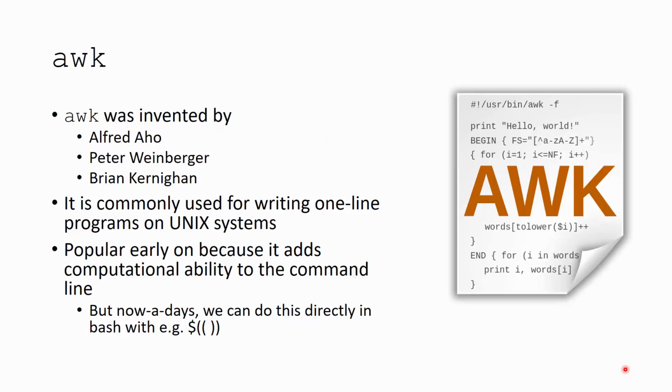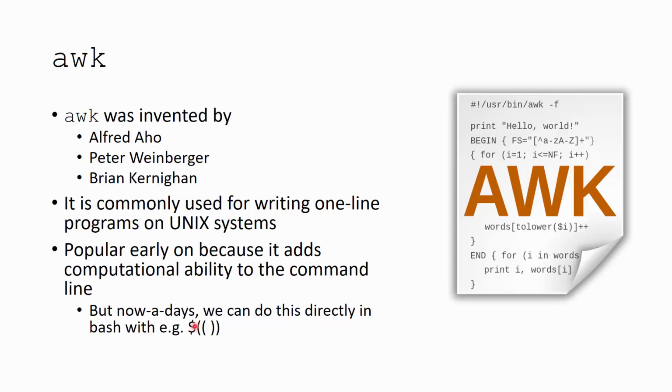Awk was originally invented by these three gentlemen, Alfred Aho, Peter Weinberger, and Brian Kernighan, the same one that helped write the C programming language. And it is commonly used for writing one-line programs that need to be integrated into other systems. We see a lot of awk in the early days of Unix because the ability to do math on the command line didn't exist in the early versions of the shells.